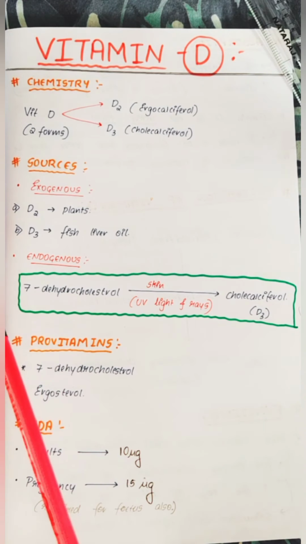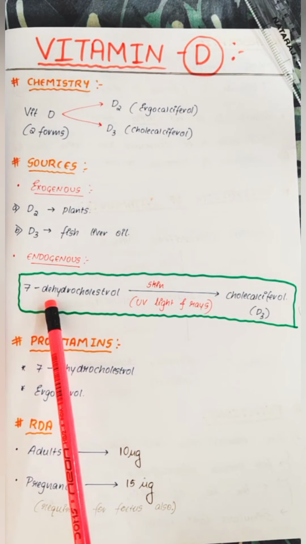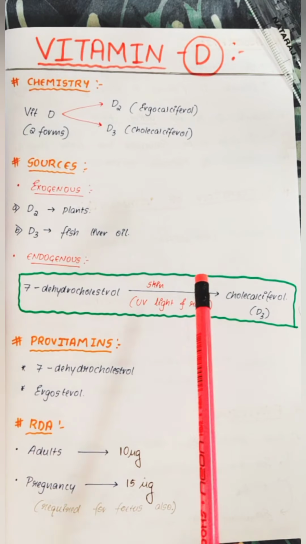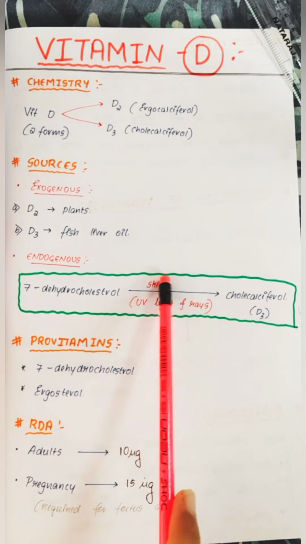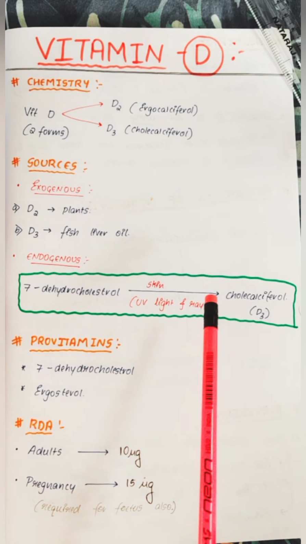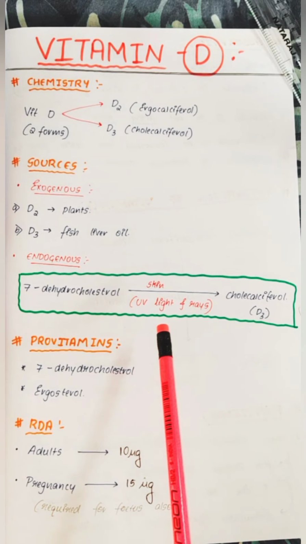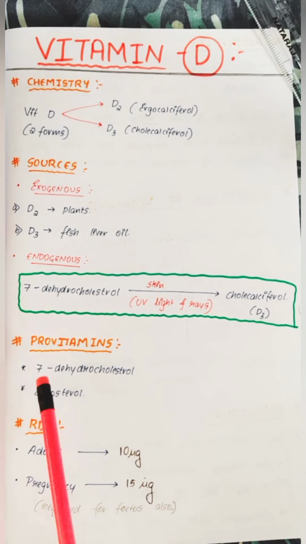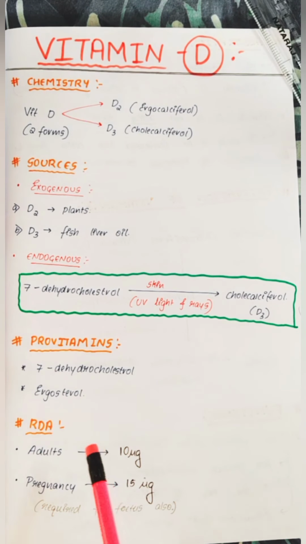The endogenous source: vitamin D is also prepared inside our body, by the conversion of 7-dehydrocholesterol into cholecalciferol, that is vitamin D3, in the presence of UV radiation, which takes place inside our skin. So the provitamin forms of vitamin D are 7-dehydrocholesterol and ergosterol.